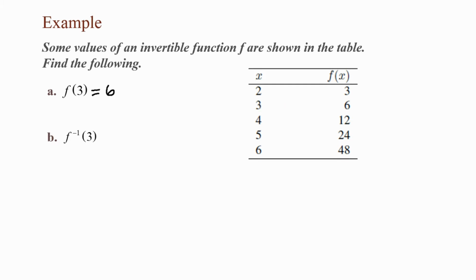Part B, f inverse of 3. This time we want to locate 3 under the f of x column. If our input is 3, then our output is 2. So the inverse function of 3 equals 2.